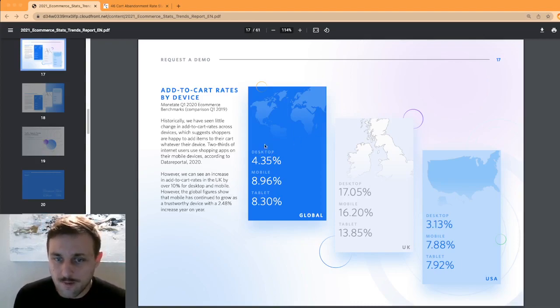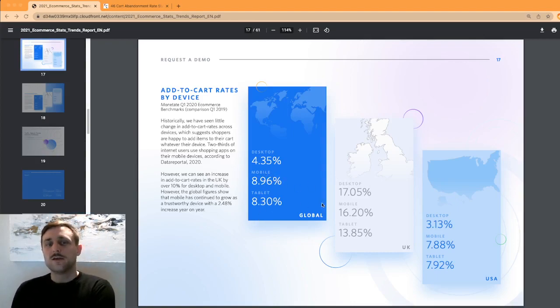So you see some differences. I'm mainly going to comment on the global figures, which in most cases are close to the US ones. But if you want to take a deeper look by yourself in the study, again, the link will be in the description. So what's interesting as well is you see mobile and tablet have much higher add to cart rates. So it's almost 9% for mobile and 8.3% for tablet. So mobile and tablet people add to cart a lot more frequently, almost twice as much on tablet and a bit more than twice as much on mobile.